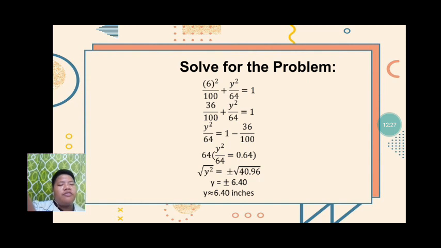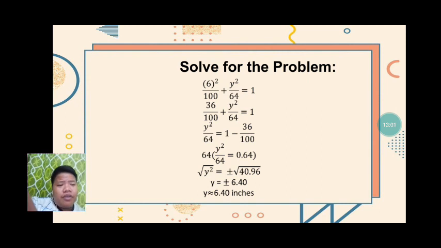After that, we will just multiply both sides by their common factor, which is the denominator, 64. So 64 times y squared over 64 is 64y squared over 64. 64 divided by 64 is 1. What will remain is y squared only, is equal to 64 times 0.64 is equal to 40.96. Positive, it will become positive or negative.